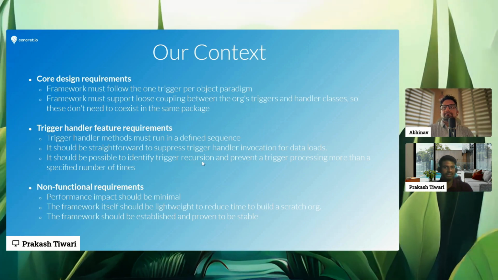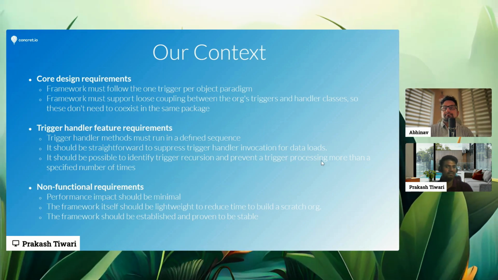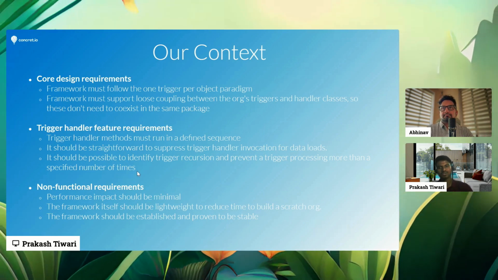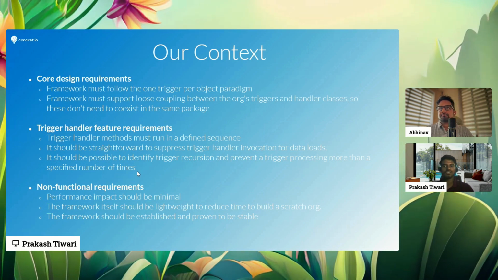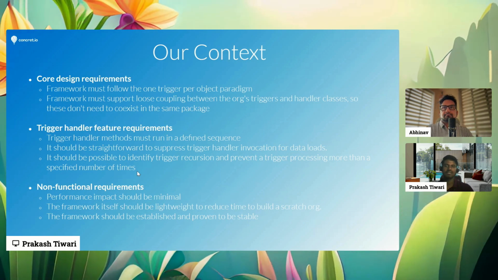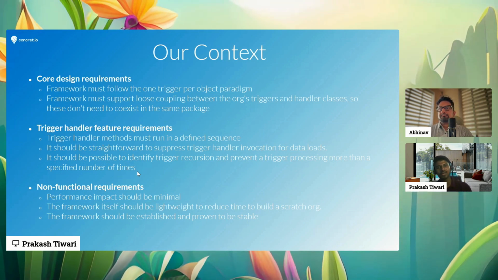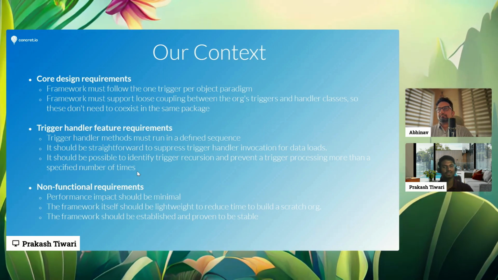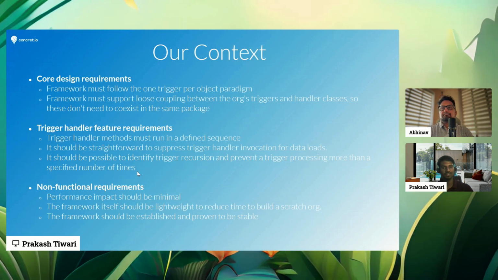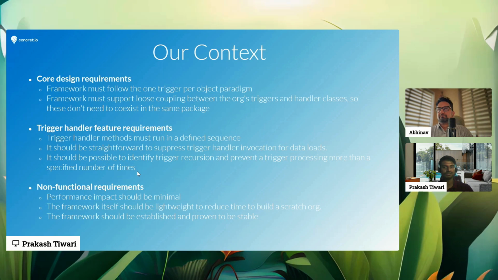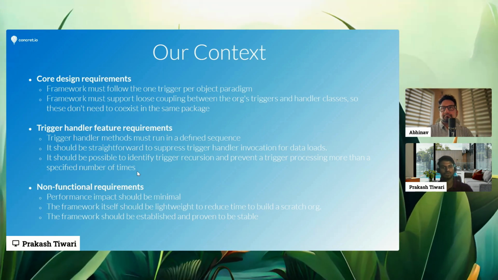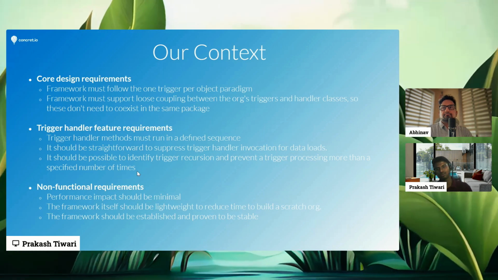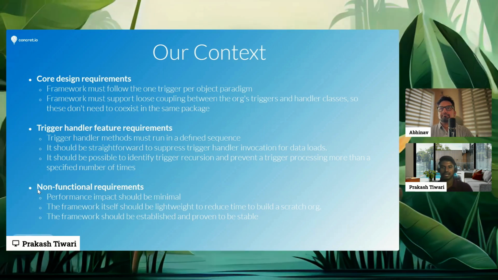It should be possible to identify the trigger recursion and prevent a trigger processing more than a specified number of times. As we know, this is required. The trigger should have the capability to prevent recursion. And as we know, how deep an Apex trigger could run, we can define the number of executions, like how many times we want the logic to be executed, and after that we can prevent the logic from executing.